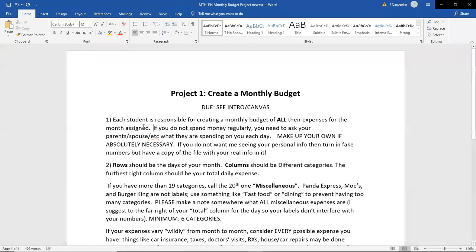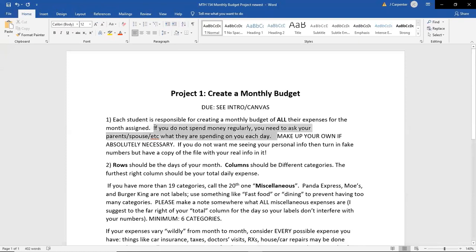So each student is responsible for creating a monthly budget of all their expenses for the month assigned. And again, it doesn't have to be just a February. It could be a split month, like we said, March 15th to April 14th, something like that, maybe. If you do not spend money regularly, you need to ask your parents or your spouse or whoever you have close to you who is basically giving you the financial assist, what they are spending on you each day.